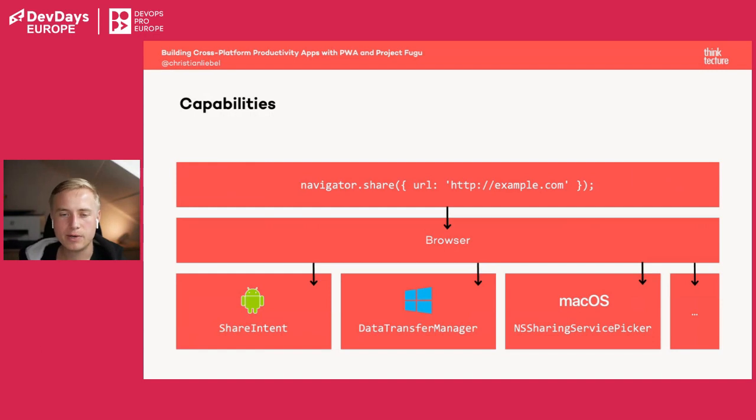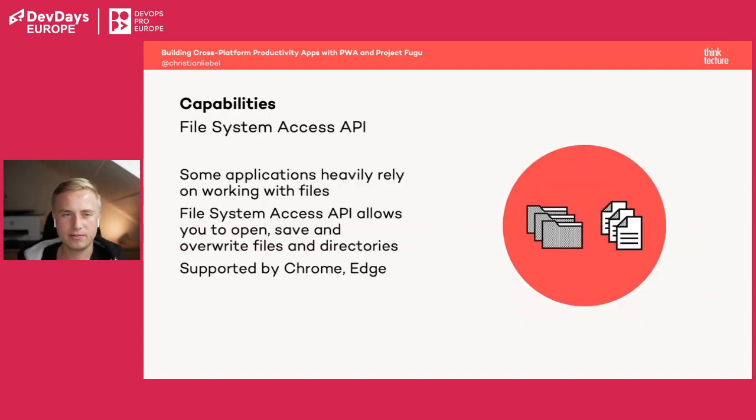Okay, I want to quickly demo some of the Fugu APIs. So one, for example, is the File System Access API that I've talked about. Very important for those apps that deal with this traditional file-based workflow: Word, Excel, PowerPoint, Photoshop, VS Code, and so on. That is possible with the help of the File System Access API, currently only supported by Chrome and Edge, and Safari and Firefox will not support this API for now.